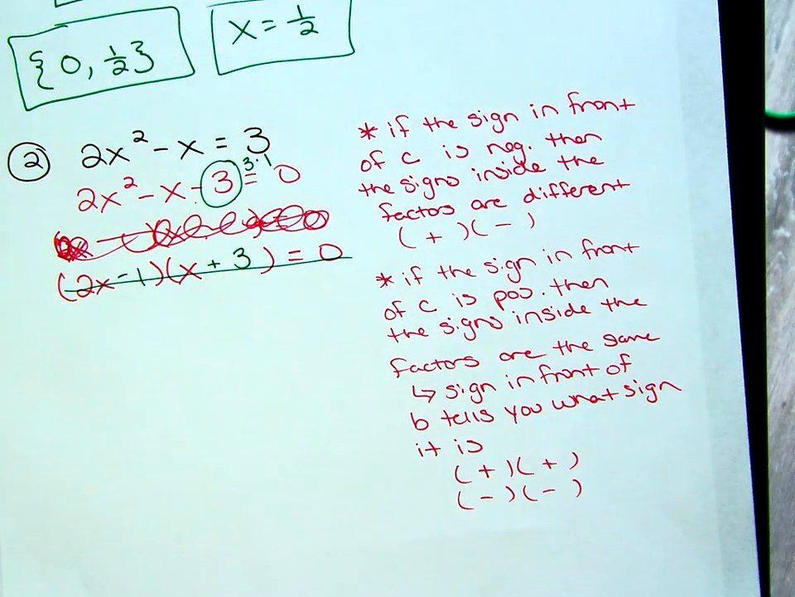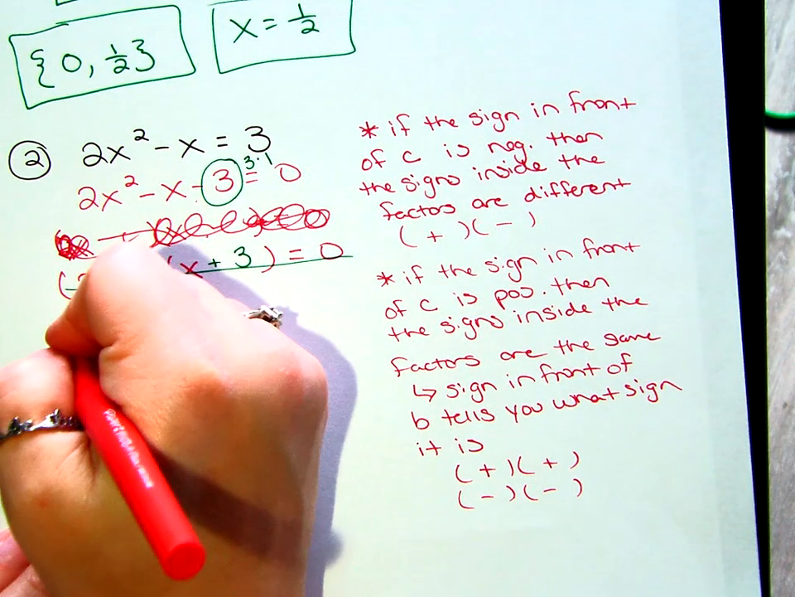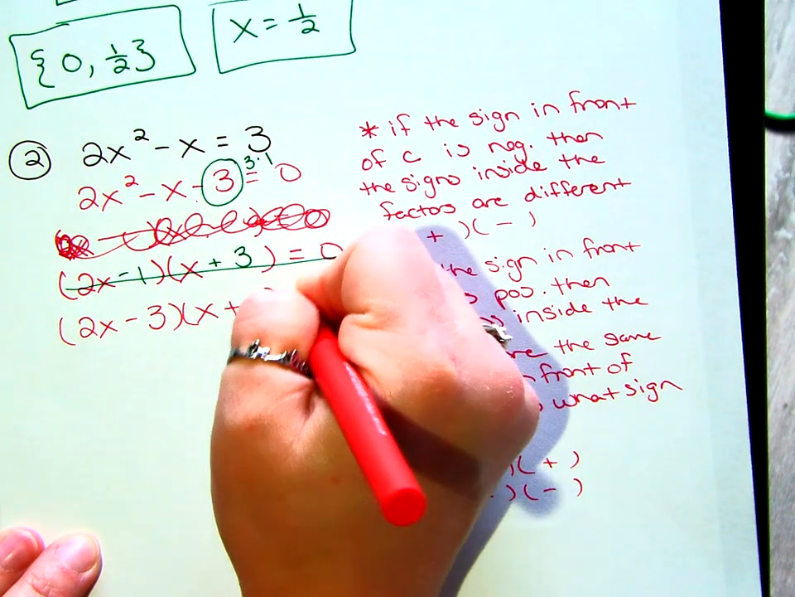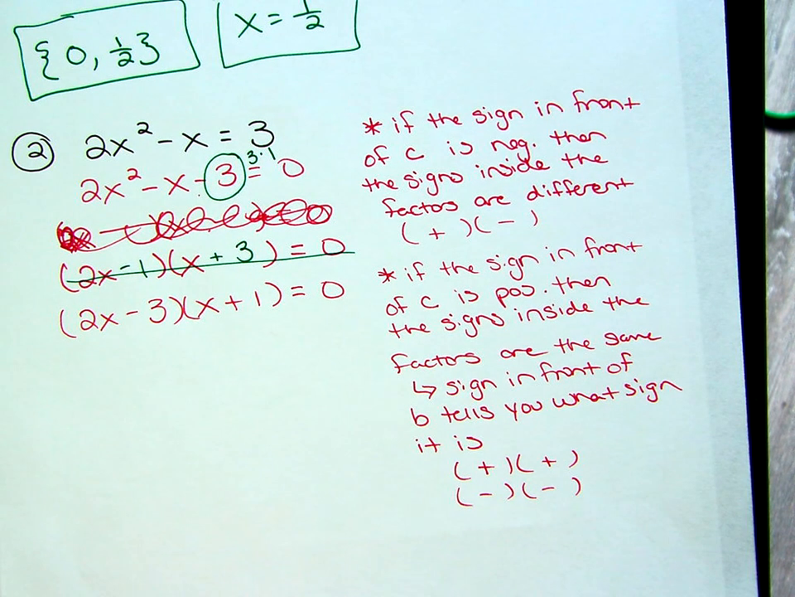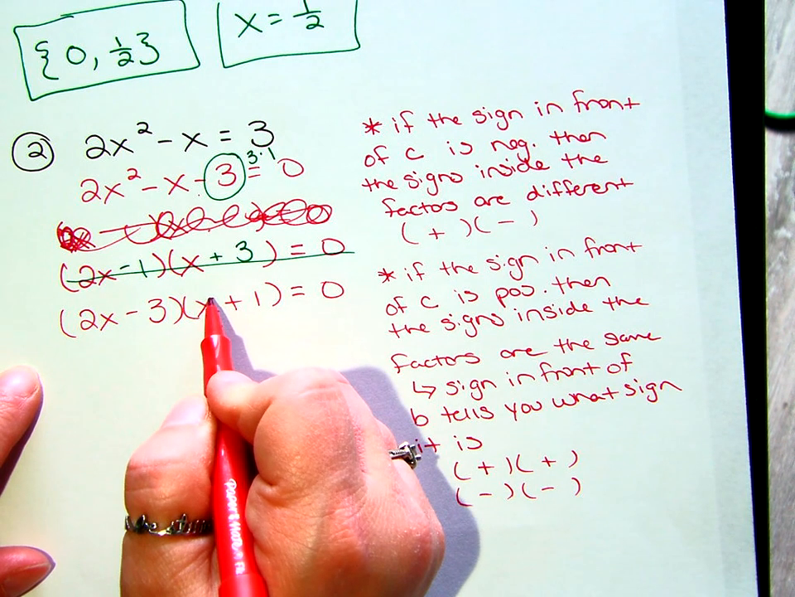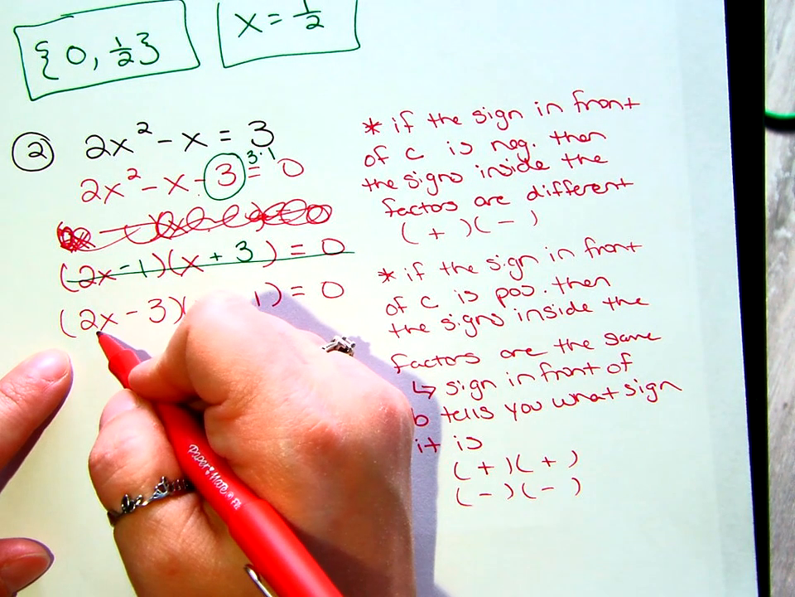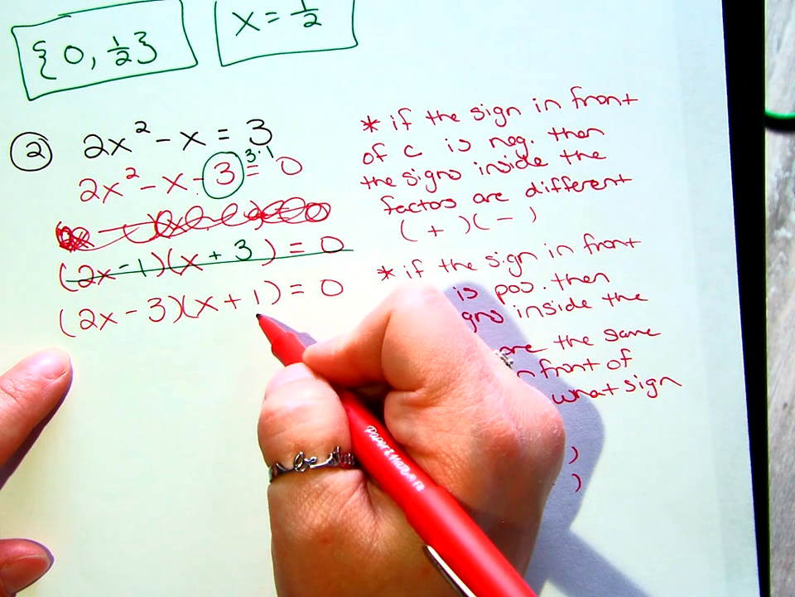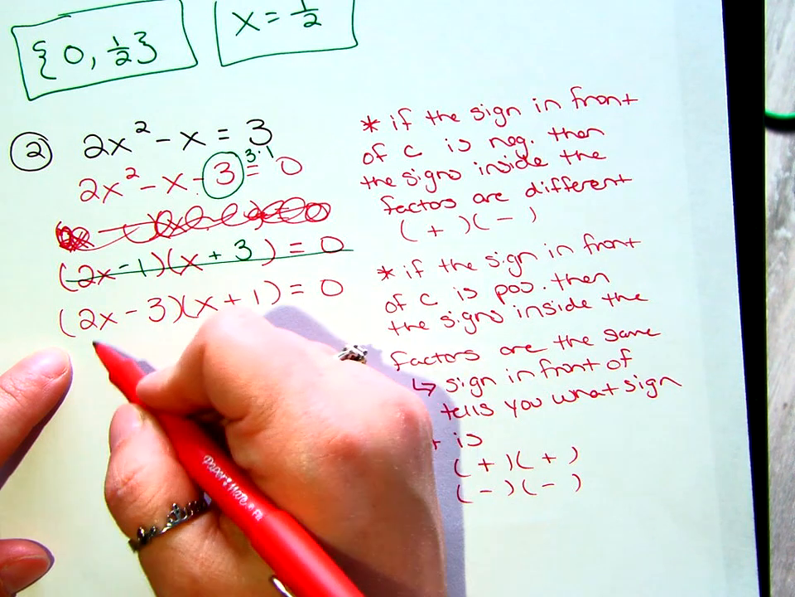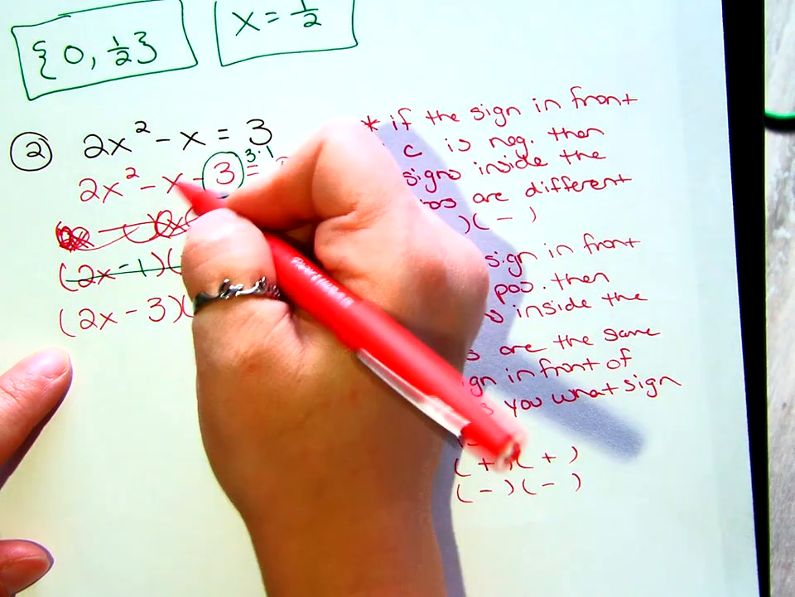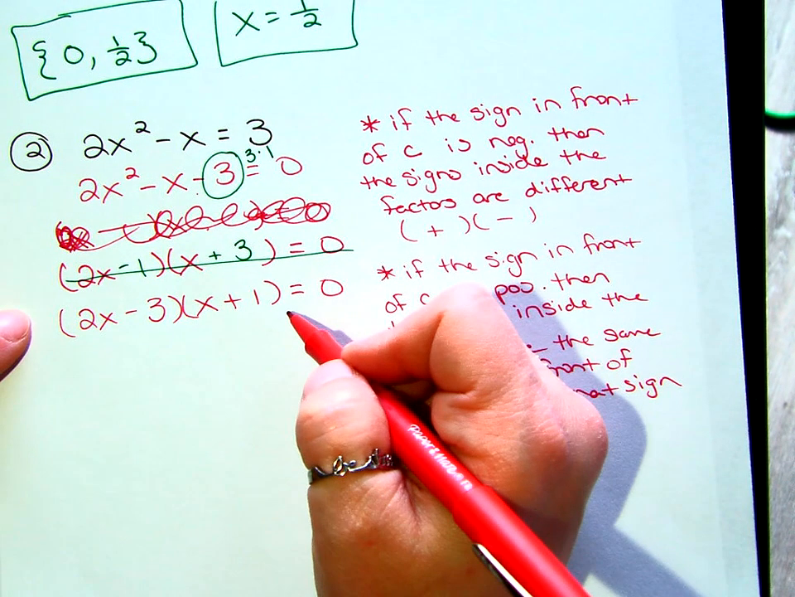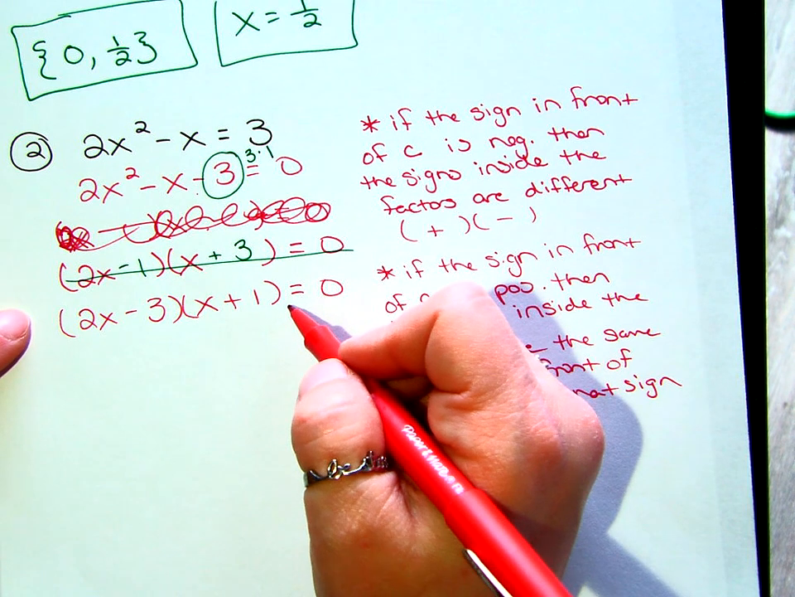So I'm going to try flipping so that I have 2x minus 3 times x plus 1, like this, and seeing if this works out. If I FOIL, I do my first, which gives me my 2x squared. Then I do my outer, which gives me my 2x, minus my inner, because it's a minus 3 times the x. So I have 2x minus 3x. That would give me this negative x in the middle. So this is actually factored correctly. So there is some trial and error when it comes to factoring.